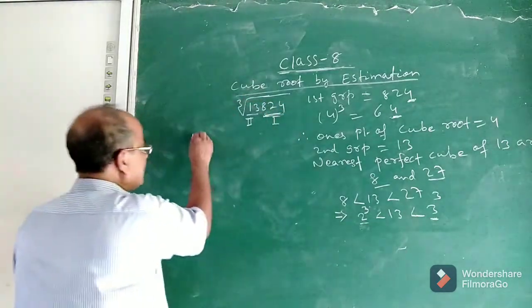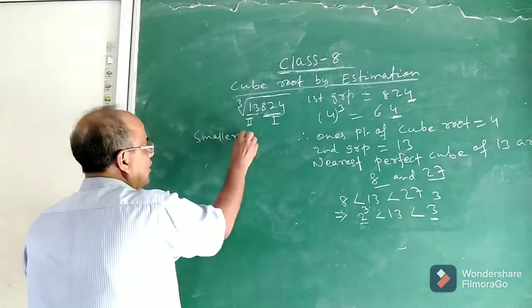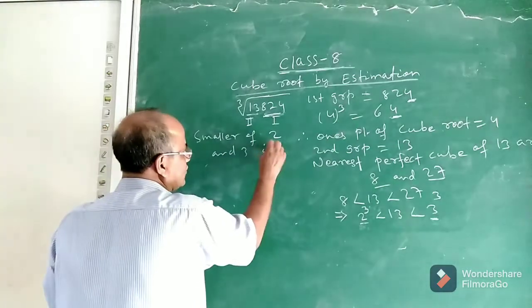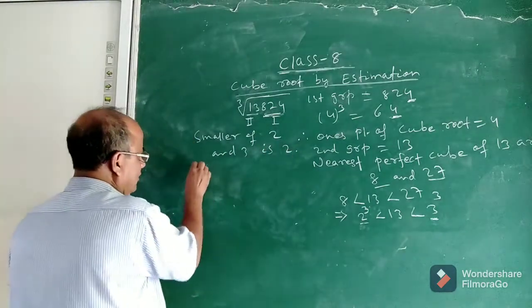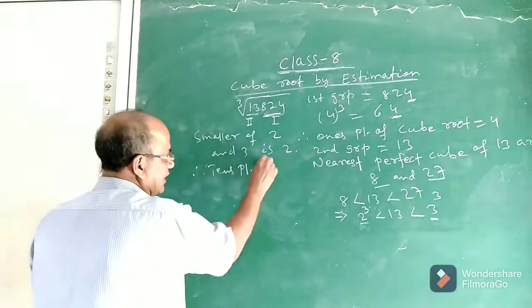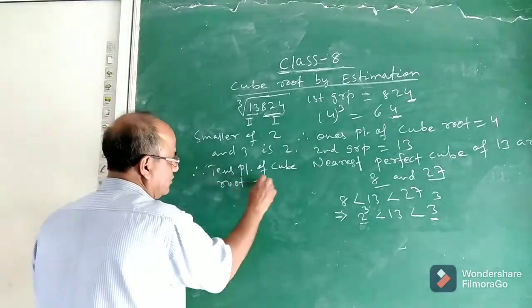That means, after this step, what will we write? The smaller of 2 and 3 is which one? 2. Therefore, the tens place of the cube root will be equal to 2.